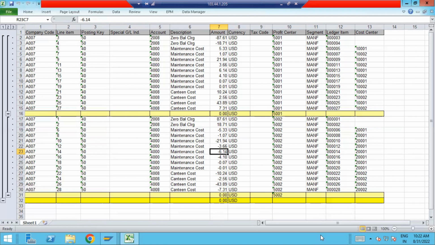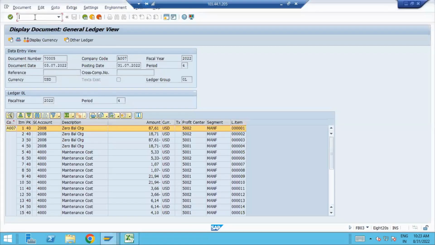So again, it is a very simple answer. When you post the MIRO, currently we are using the invoice or posting date as our capitalization date. So we process the MIRO, and with reference to MIRO, we have the asset entry. Let's take one example.